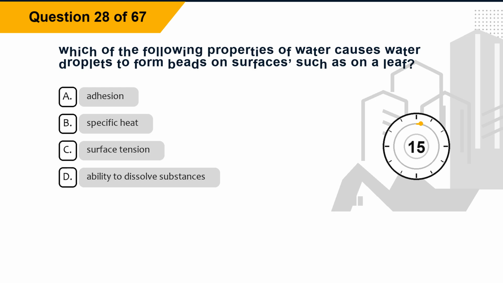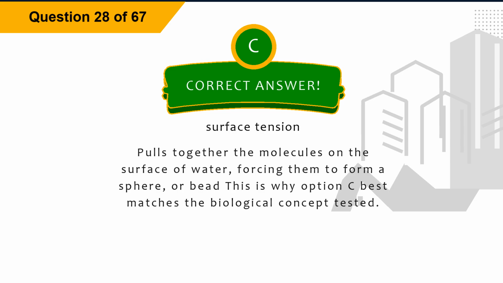Question 28. Which of the following properties of water causes water droplets to form beads on surfaces, such as on a leaf? Option A, adhesion. Option B, specific heat. Option C, surface tension. Option D, ability to dissolve substances. The correct answer is option C, surface tension.